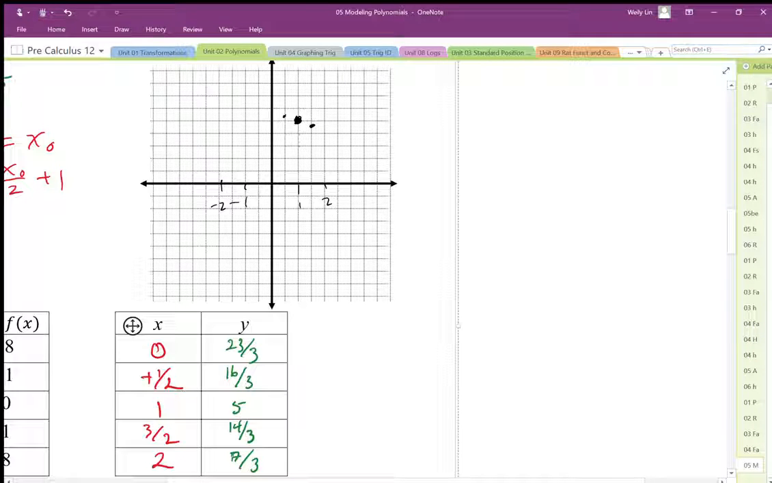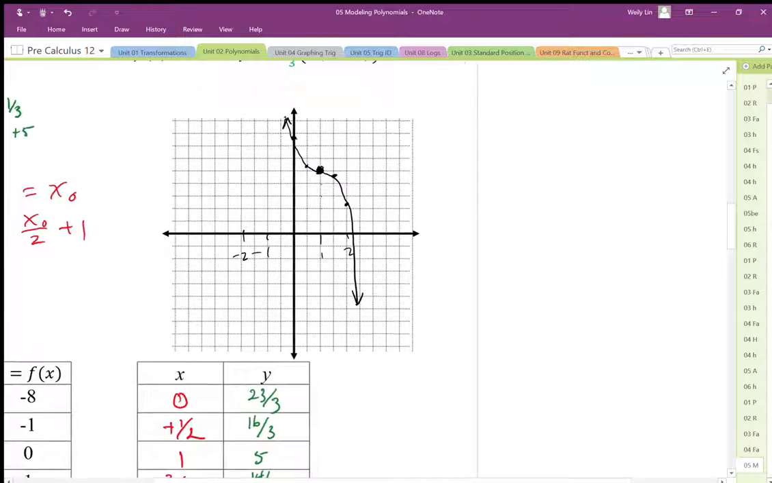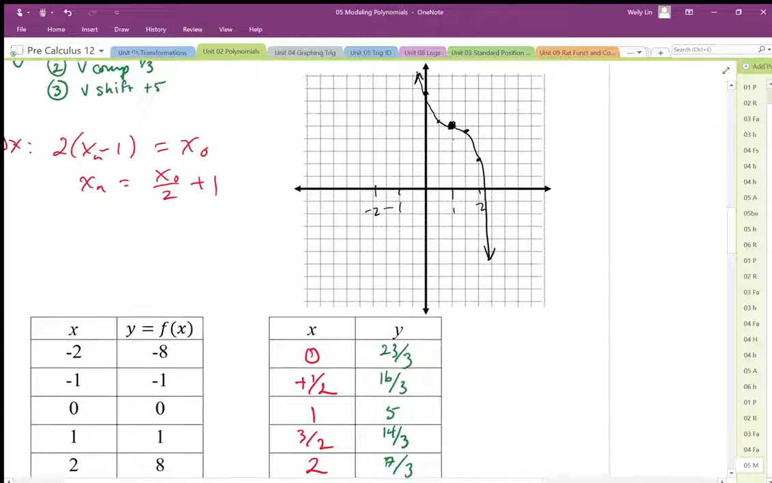Okay, so 2, 7/3 is going to be 2 1/3, so right about there. And then at 0, 23/3 is going to be 7 and 2/3, just under 8, right about there. Okay, so then I sketch in my graph. There's my center, and there's my cubic function. Okay, it's going to look like that. It's kind of not a very nice looking graph, but there it is.